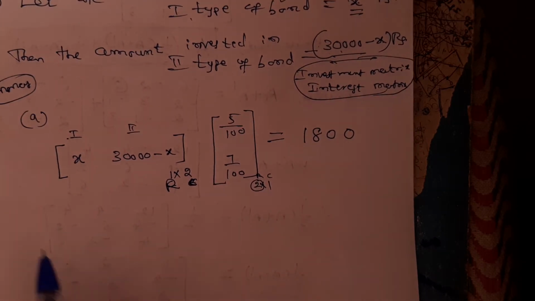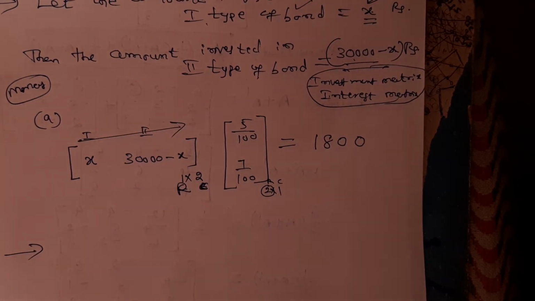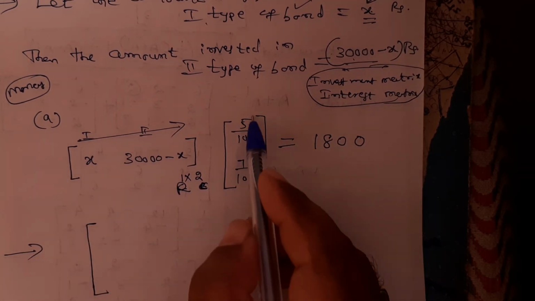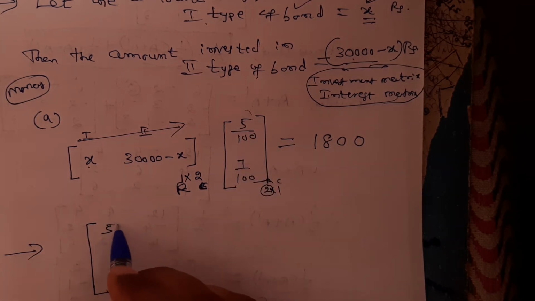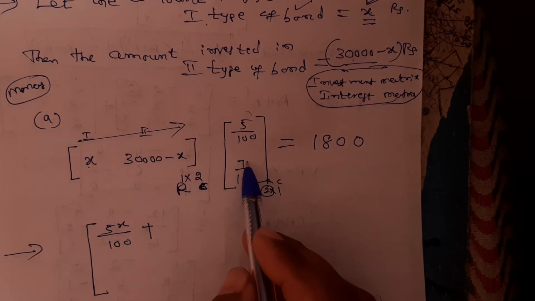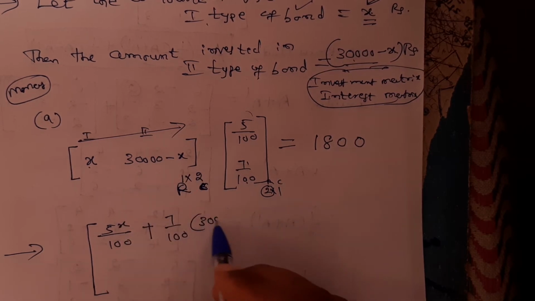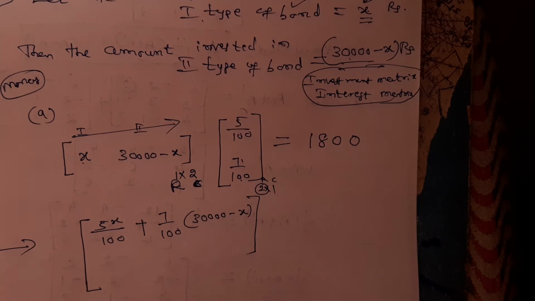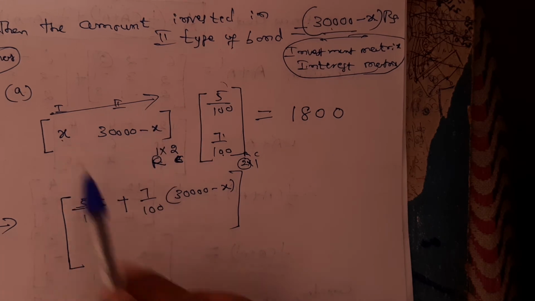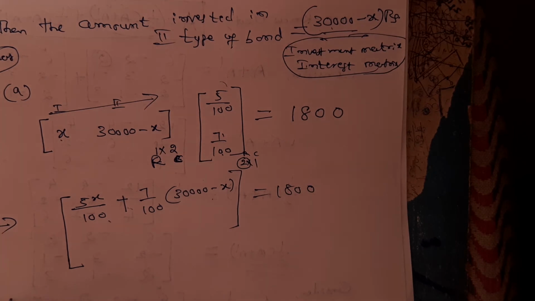So we have to multiply this. Here one row and one column, so I can multiply it. So it is X into 5 by 100, that will be 5x divided by 100, plus 7 by 100 into this 30,000 minus X. So that is first row and first column: 5 by 100 into X plus this into this. I have written this is equal to 1,800 on the right hand side.